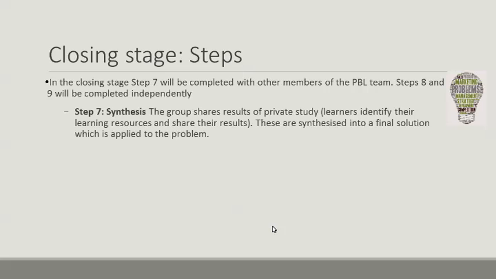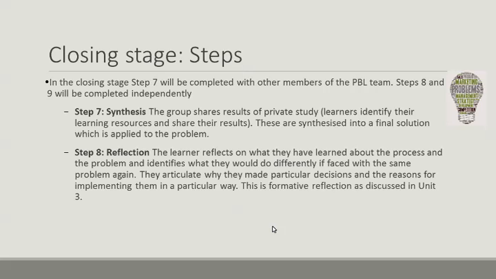Step 7, Synthesis. The group shares results of private study. Learners identify their learning resources and share their results. These are synthesized into a final solution which is applied to the problem. Step 8, Reflection. The learner reflects on what they have learned about the process and the problem and identifies what they would do differently if faced with the same problem again. They articulate why they made particular decisions and reasons for implementing them in a particular way. This is formative reflection as discussed in Unit 3.